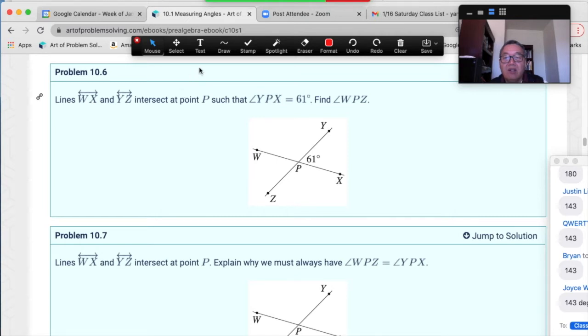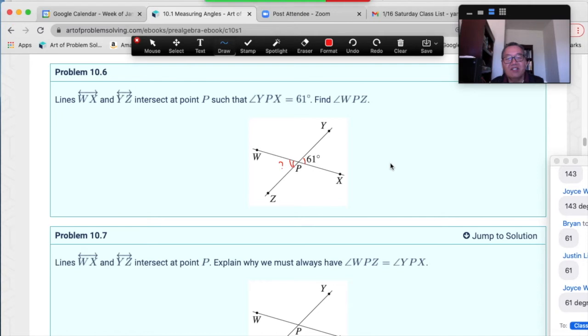Now let's go to number 6. They tell you the lines WX and YZ intersect at point P. And they give you that YPX is 61 degrees. Then they ask you, what is WPZ? What is this angle? Okay, correct. Brian, Justin, Joyce.